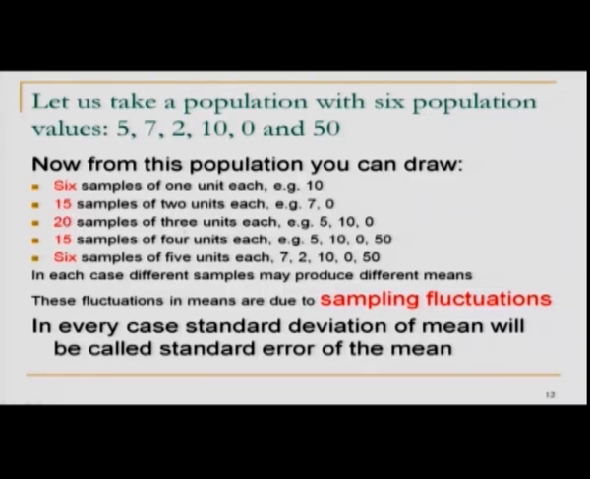Similarly, if you draw 3 units from 6, 6C3, then you have 20 possible samples like 5, 10, 0 or it can be 2, 10 and 50. Results will vary from sample to sample. And if you take the mean of all 20 samples and calculate their standard deviation, that will be called the estimate of standard error of the sample mean.